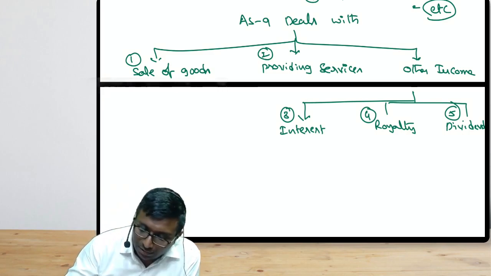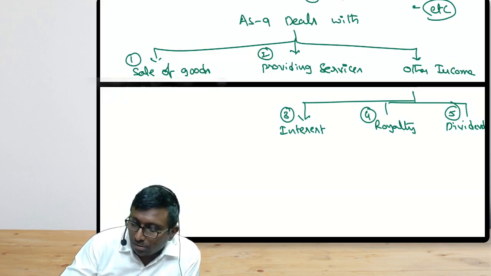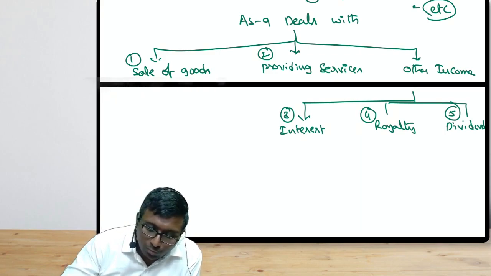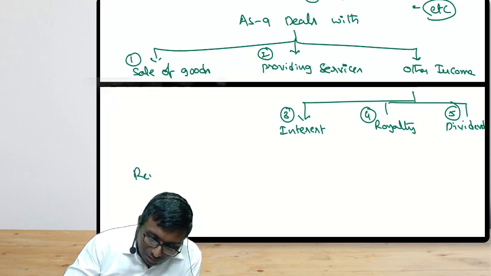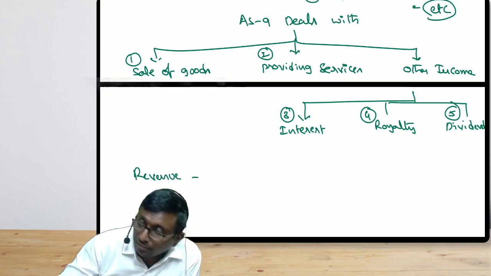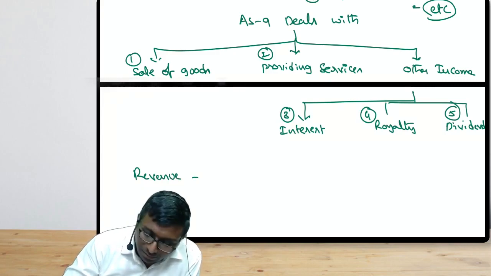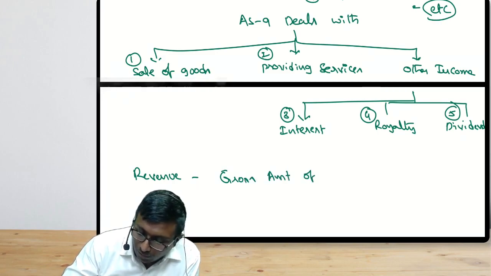So now the question is, one more small point. What is revenue? Revenue is the gross amount of income, gross amount of what?